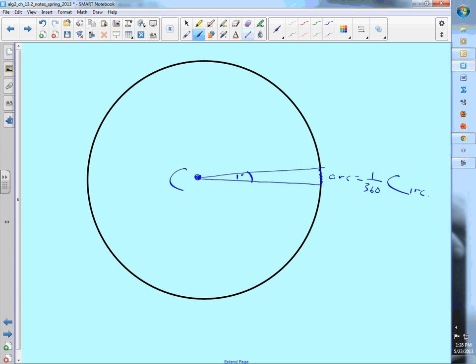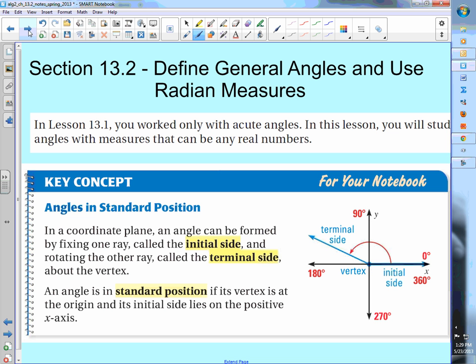Okay? Most of the work that you've done, if not all of the work that you've done, has been in degrees when you talk about measures of angles and measures of arcs. Remember, we're talking about angles right now. The first thing that we want to talk about with respect to the angles is standard position, and that way we're all talking about angles that are created the same way.